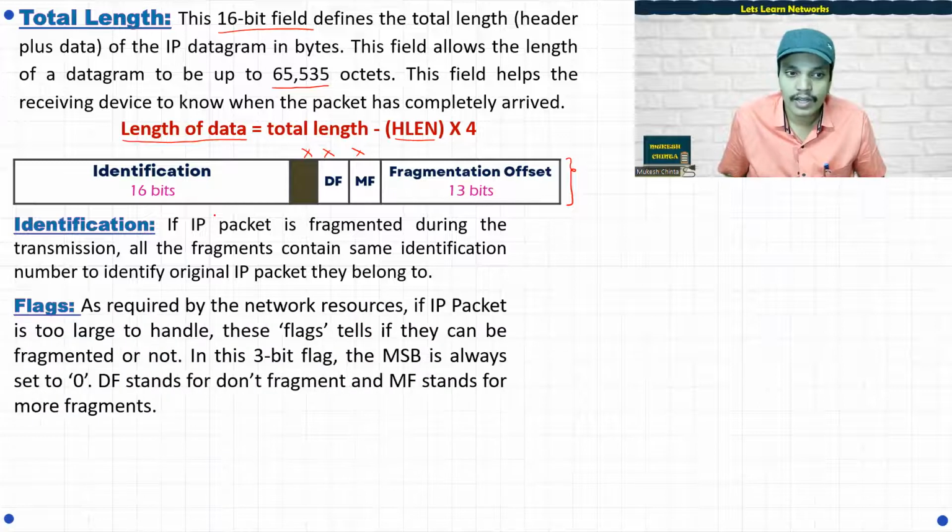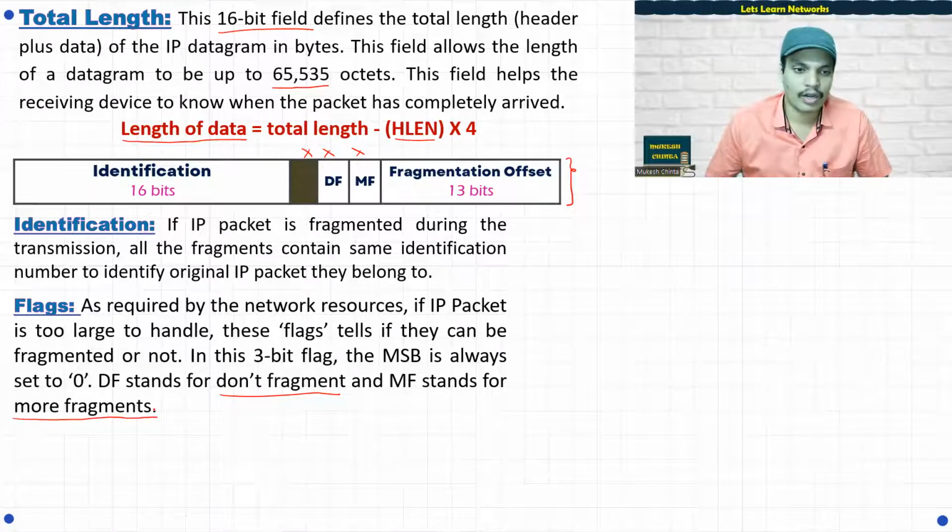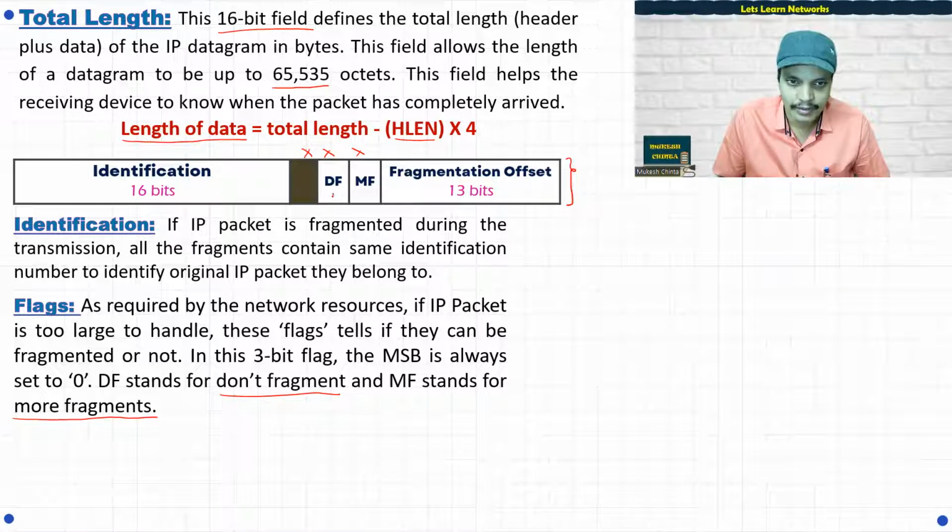The next comes the 3 flags. The first flag, or the first bit, is never used. And then we have 2 things, DF and MF. DF stands for don't fragment. MF stands for more fragments. If you are specifically telling a particular router not to fragment this packet, if it doesn't fit in the MTU, ignore it, send it back, but don't fragment it. In order to convey that information, you put a 1 here. If a packet contains DF as 1, the router is not supposed to fragment it.